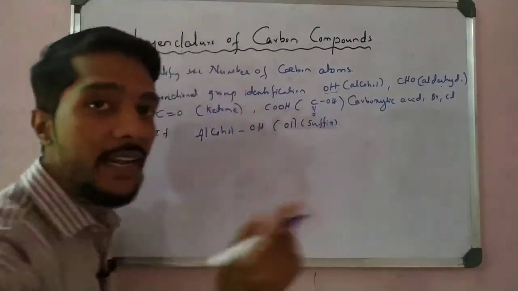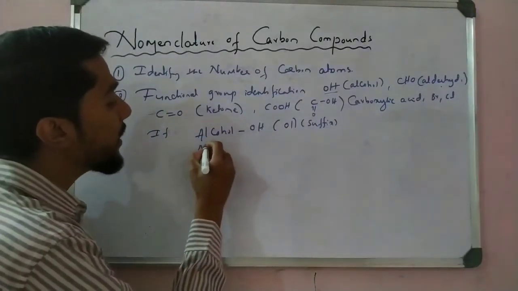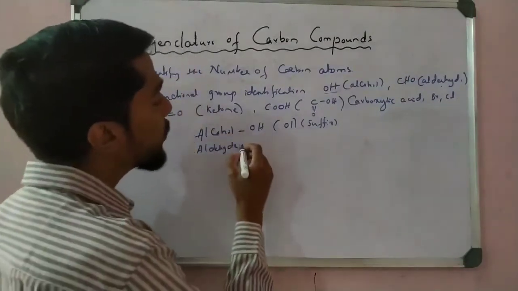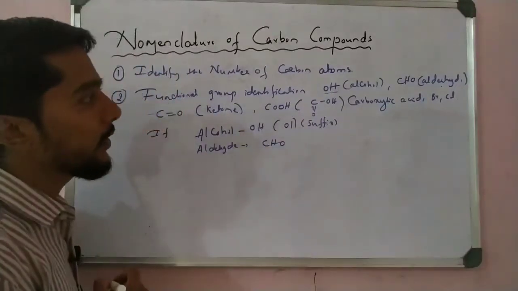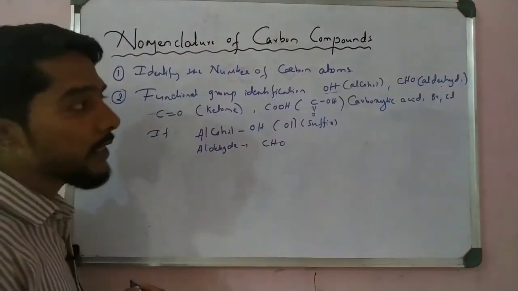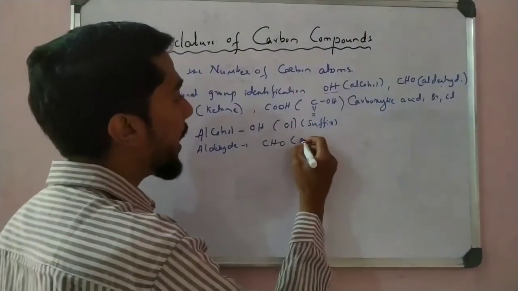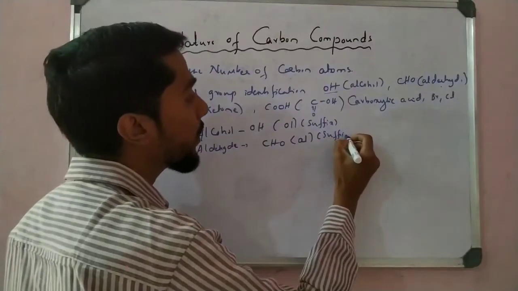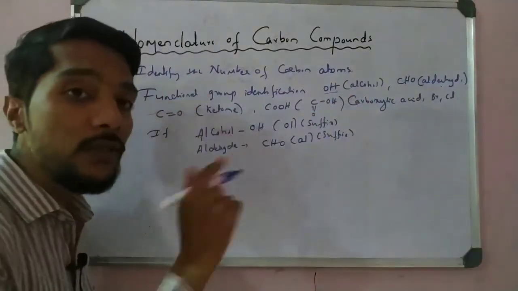How it is, I can later explain one by one. Okay, first remember the suffix "OL". If an aldehyde is present in the compound, that is CHO, then we take "AL" at the last, as a suffix. OL is for alcohol, AL is for aldehyde.